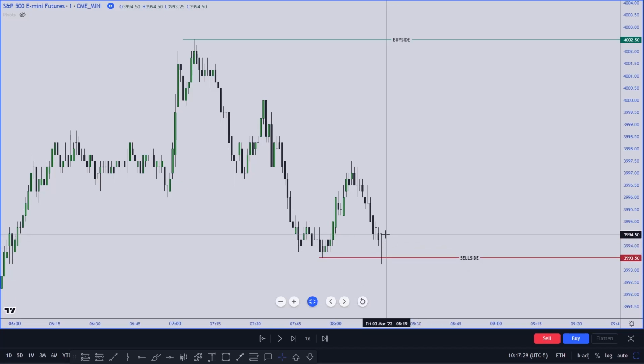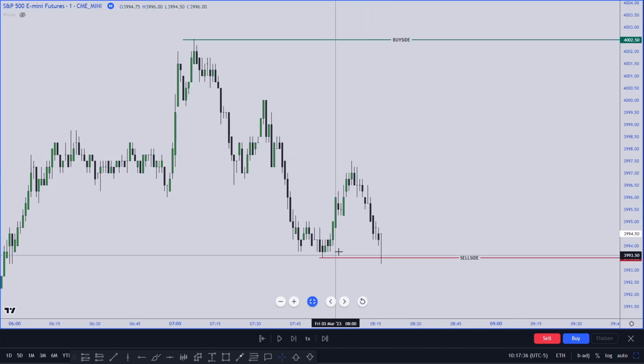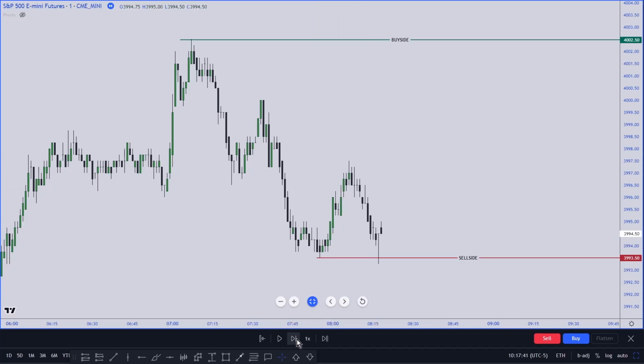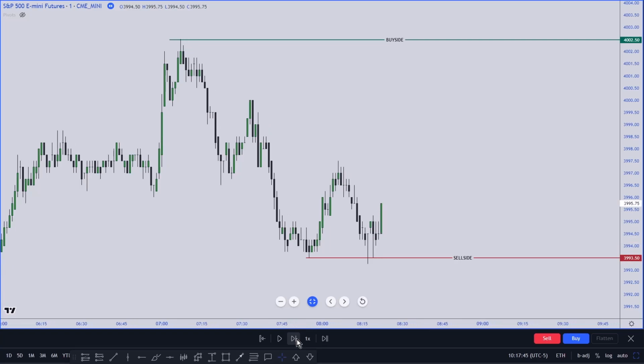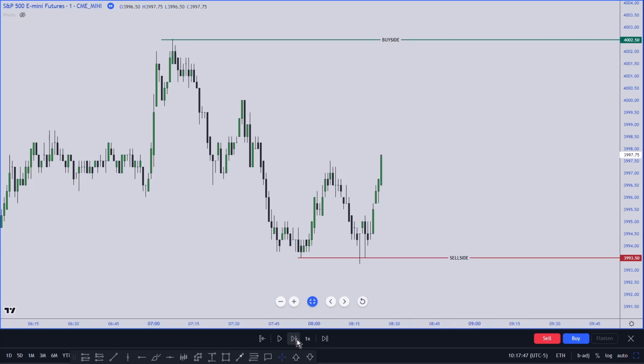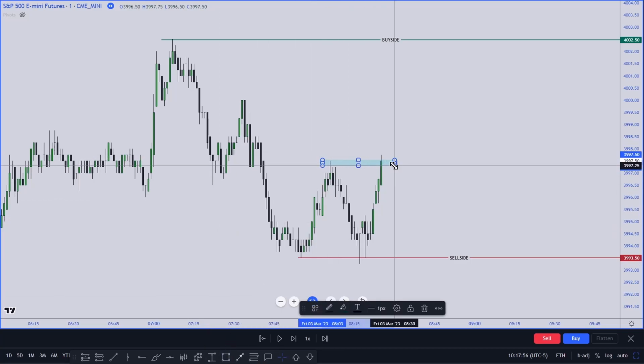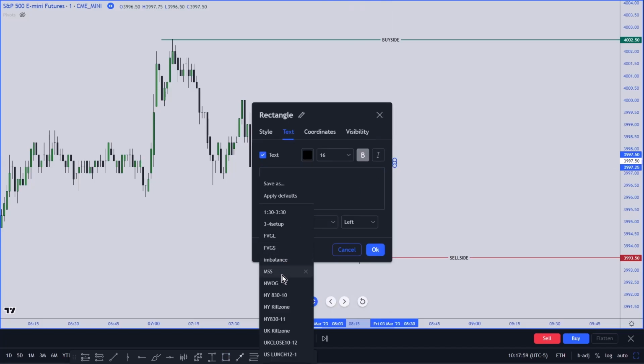But if we see a market structure shift, what would that be? We'd have to break this high here, okay? And that would signify a market structure shift. So let's move forward. So price starts moving up, moves down again, and we'll move forward. And once this happens, see that break of this previous high, we have a market structure shift. I'll mark that in here. So that's the market structure shift.